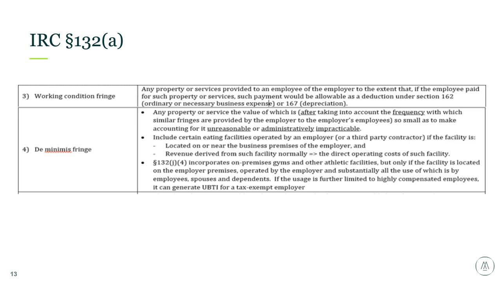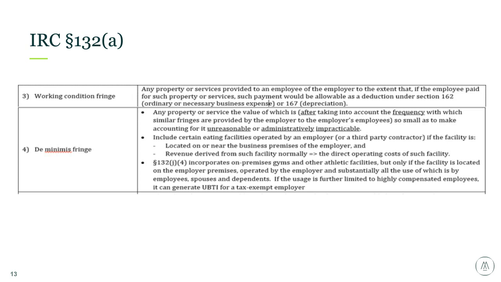The final way that we can use the de minimis fringe relates to on-premises gyms and other athletic facilities. And this one is often misused because people don't look at the requirements here. It has to be on the employer's premises, operated by the employer, and substantially all of the use has to be by employees, spouses, and dependents.